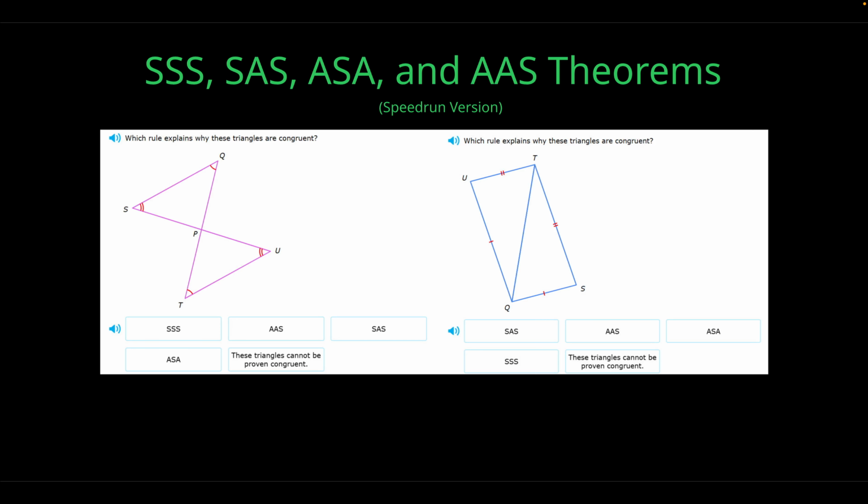Today we're going to be talking about SSS, SAS, ASA, and AAS congruency theorems, similar to problems you see up on the screen here. Just a reminder, this is the speedrun version where we go through pretty quickly. If you want the normal version, I'll link that in the description below.